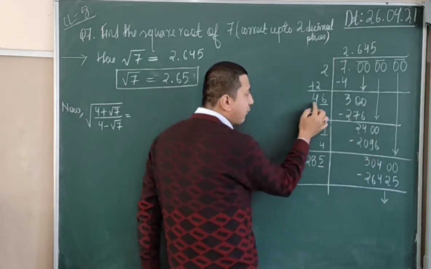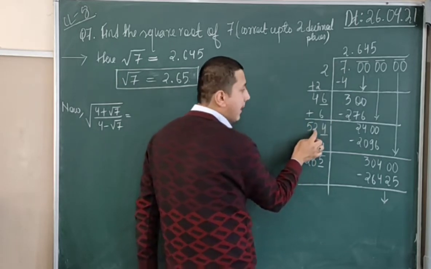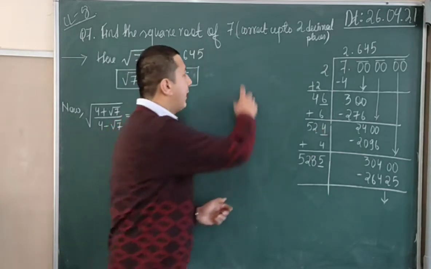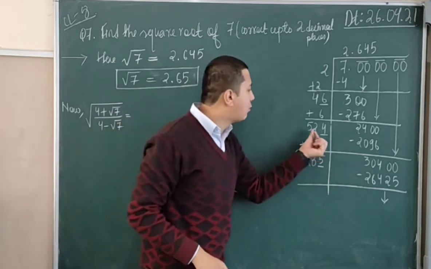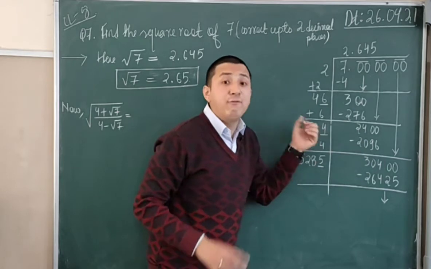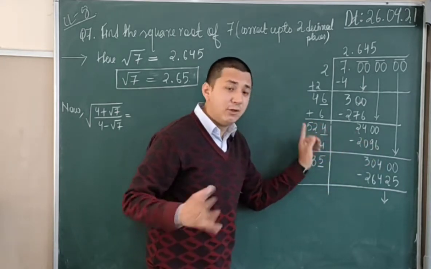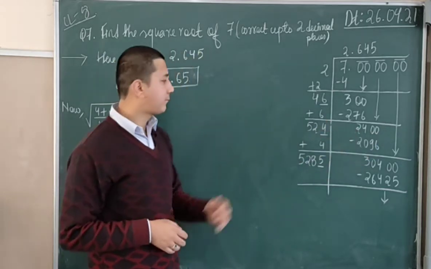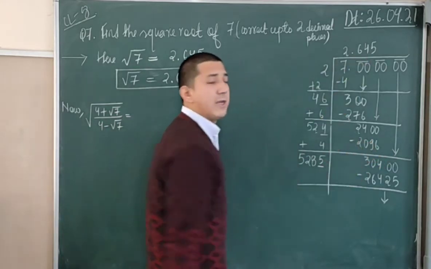And here, 46 plus 6 will be 52, and I have to divide 2400. Which number? That is 4. All the calculation I can't show out here because the video will be very lengthy. You pause the video, you calculate 524 into 4. 525 will be more than this, please remember that. That's why I am taking 524. The calculations are not so difficult. 524 into 4 will be 2096.